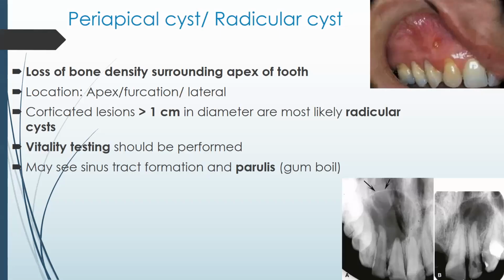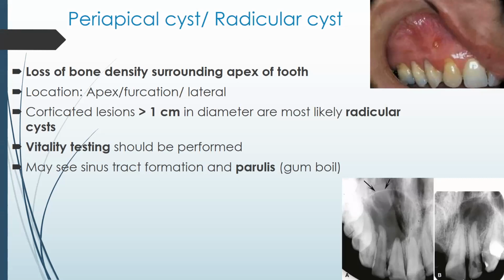So enough of anatomical landmarks. I'm not going to bore you, but those are the basic things. So this is the most common cyst. I think everyone should have come across this radicular cyst. What are the diagnostic points of this cyst? Yes, what are the diagnostic points of this cyst?